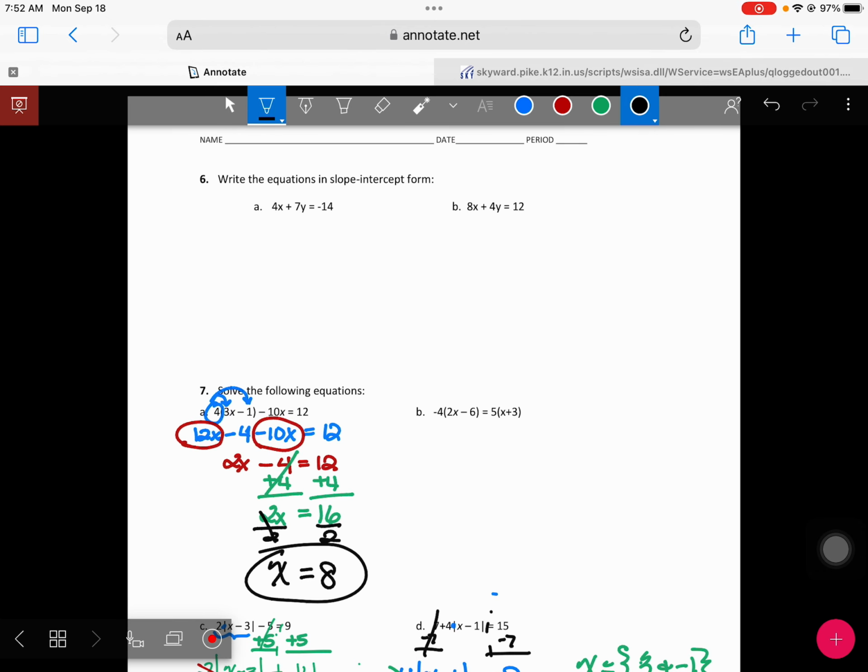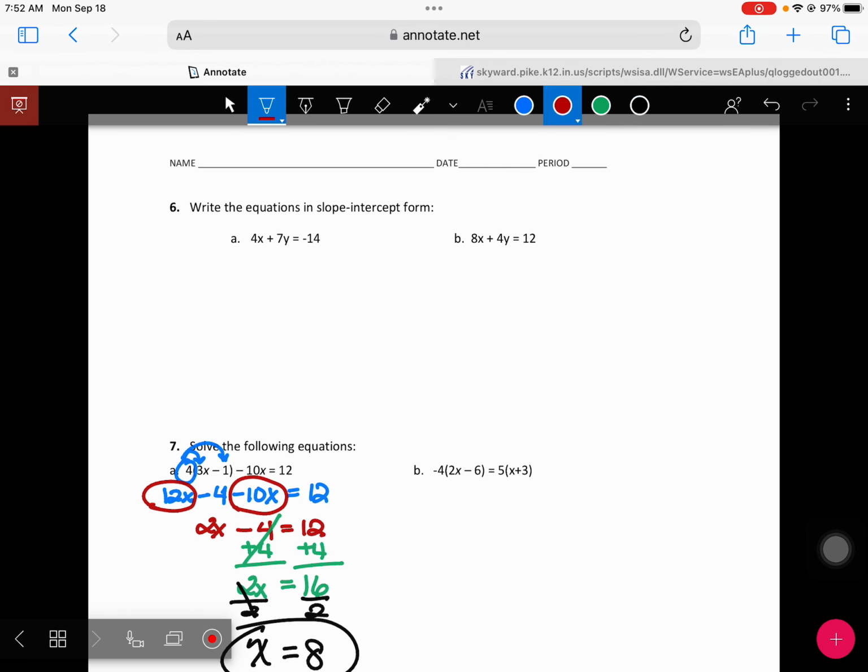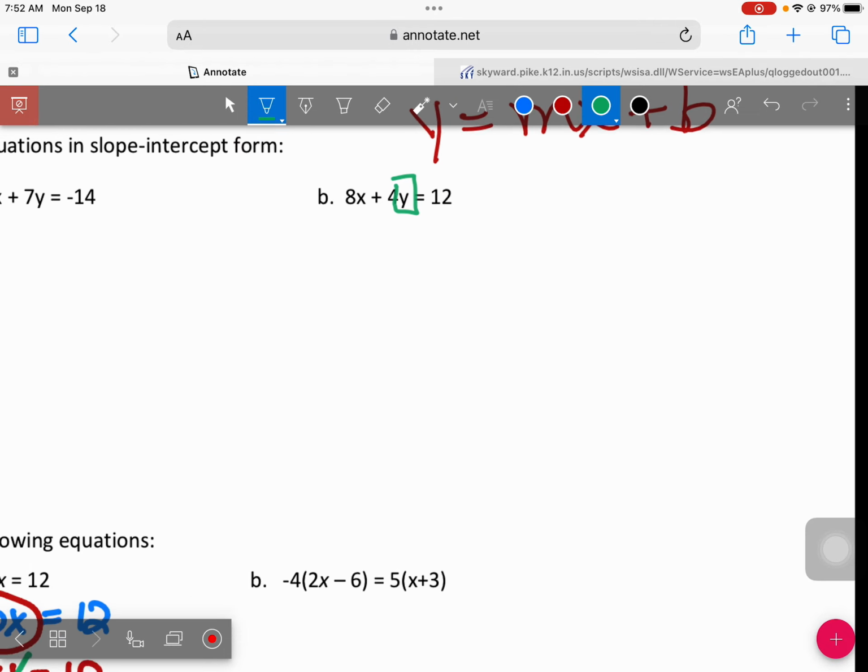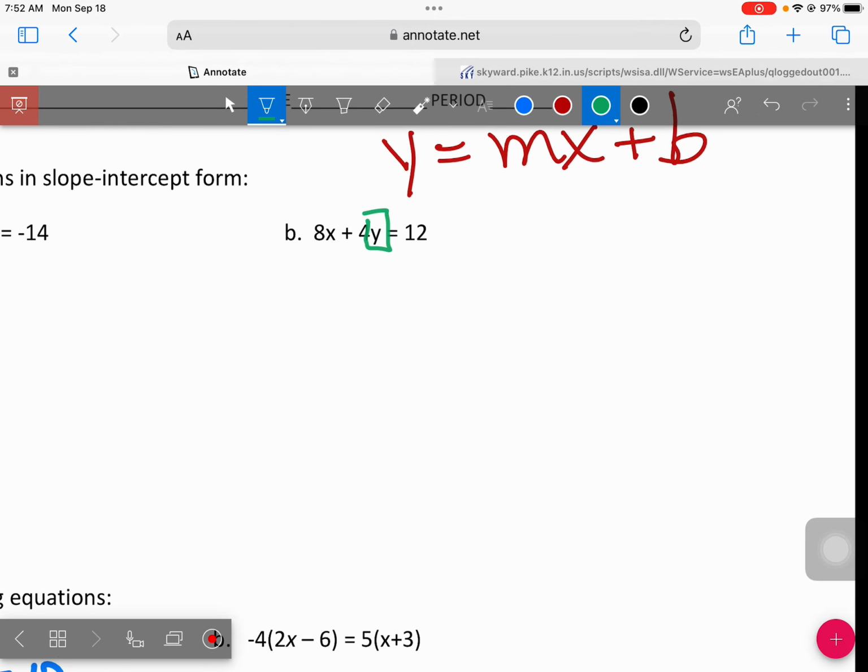Do you know how to put in slope-intercept form? Which one? Should we try one? 6b. What is slope-intercept form? Y equals mx plus b. So we are trying to isolate y and get y by itself. If you're trying to deal with y, leave y there and move the other term to the other side. So this is a positive 8x. I would subtract 8x from both sides.